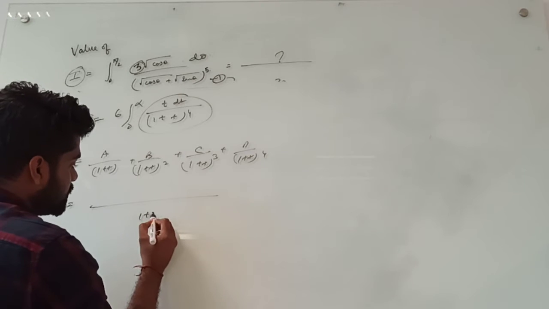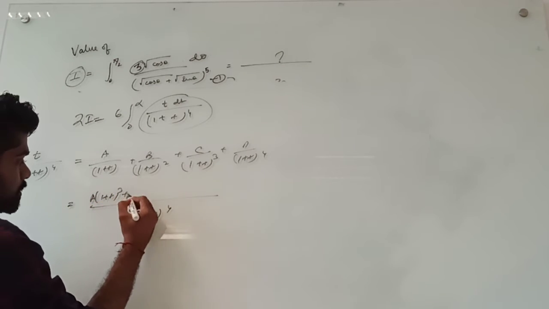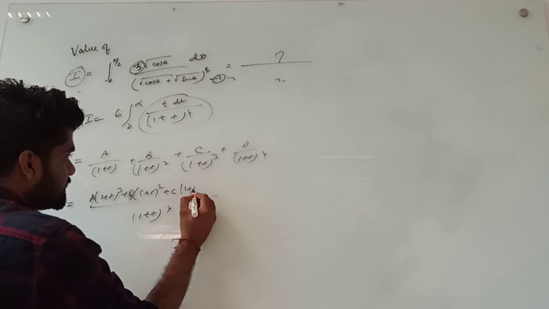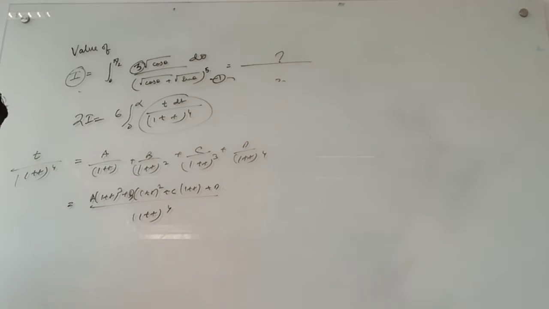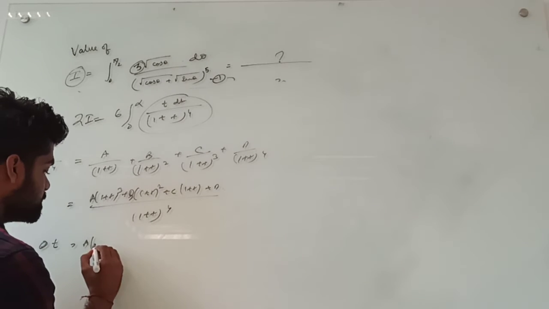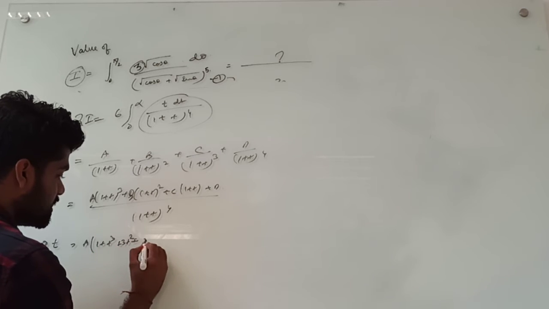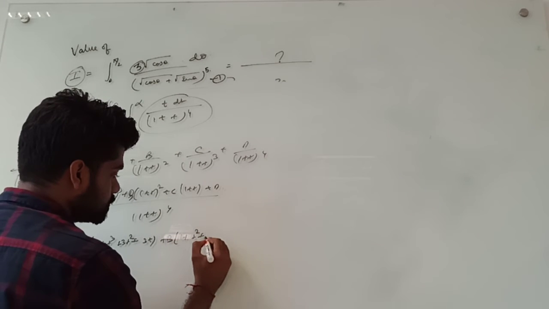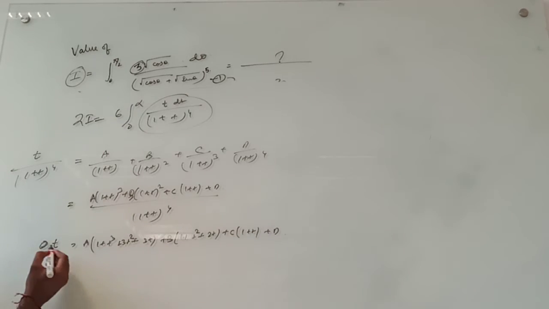So what is the LCM of this? It will be this one. So let us do the LCM. It will be a times 1 plus t whole cube, plus b times 1 plus t whole square, plus c times 1 plus t, plus d. So if I compare both LHS and RHS, what will I be getting? I will be getting t is equal to a. This one is a cube plus b cube, a plus b whole cube, so it will be a cube plus b cube plus 3a square b, which will be a plus b whole square.